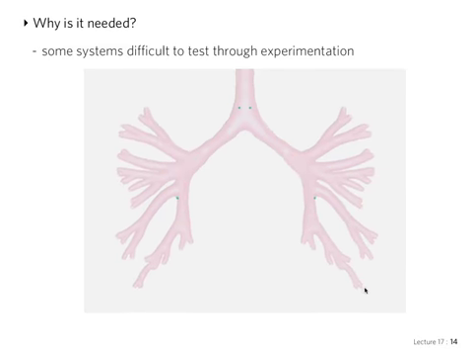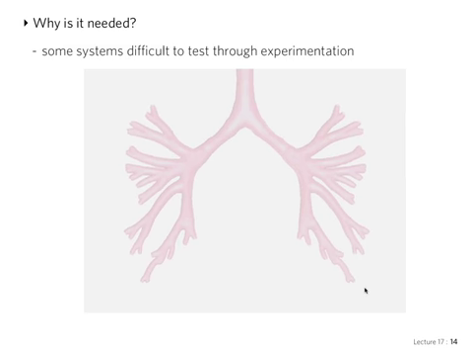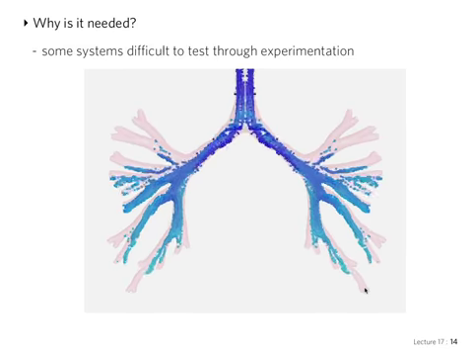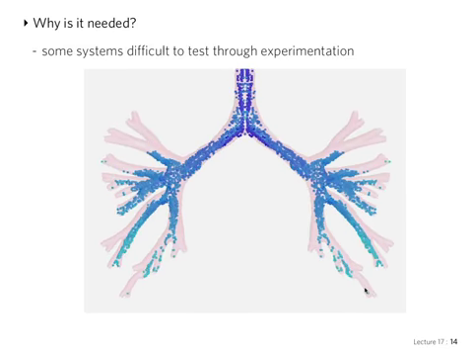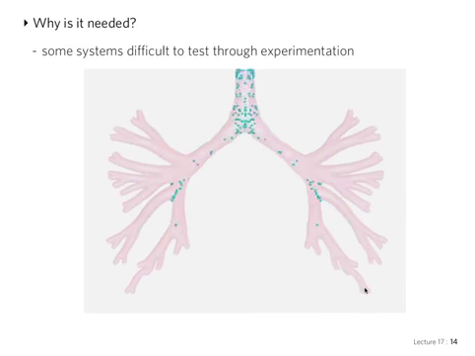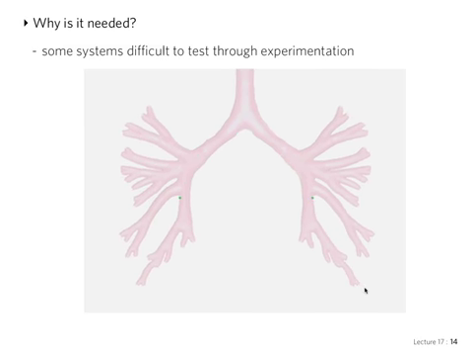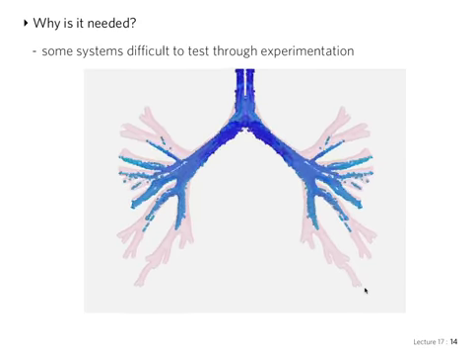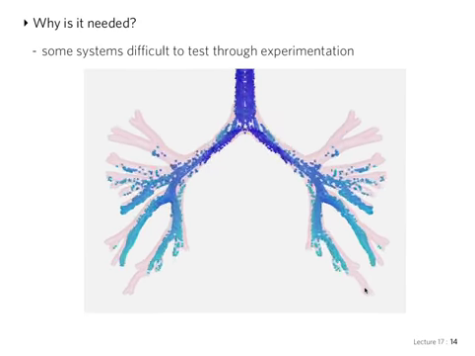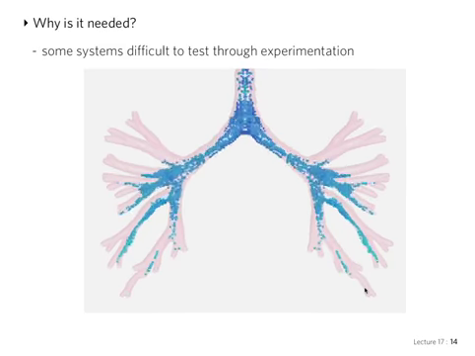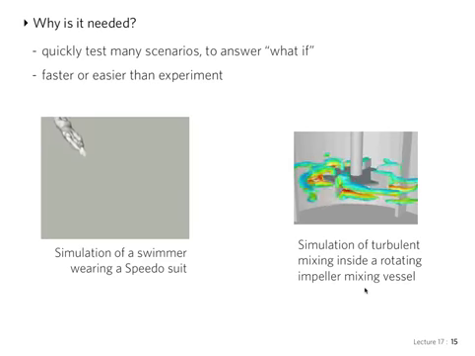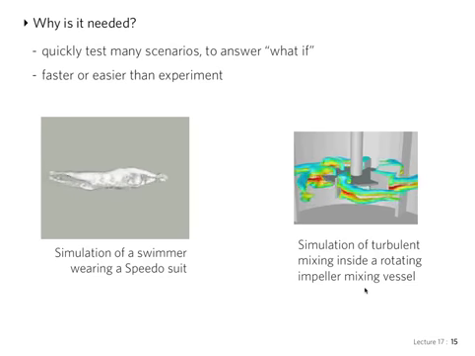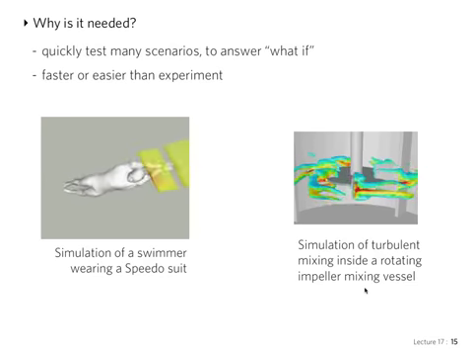And second, with CFD, you have the possibility of going inside this system and somehow obtaining information about the velocity field and the pressure field. This is what constitutes a solution, and magically going inside this system and getting those values that would not be possible to observe. Other reasons that you need CFD: testing many scenarios, answering what-if questions. Perhaps it's faster than doing experiments.